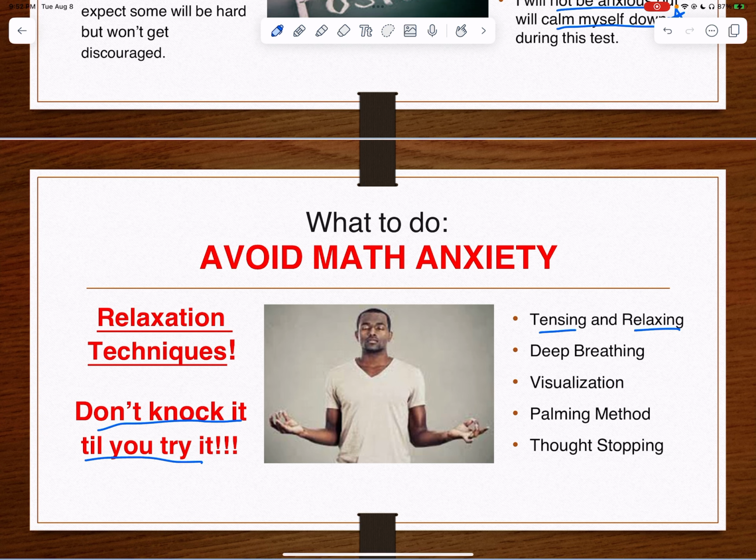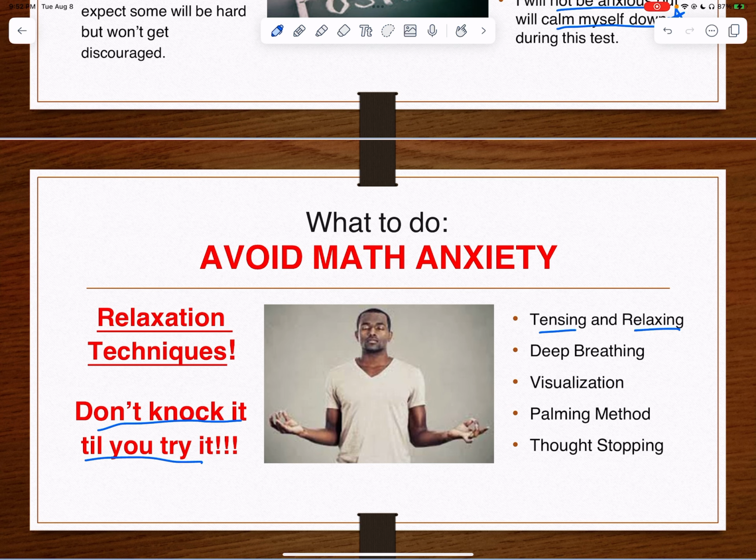You can do this without anybody noticing. You're sitting in your chair, and you just tense all your muscles. You make little fists and put them down by your side, tense your muscles up, tense your legs up, tense your stomach up, and hold it for a few seconds, and then you release it. And then you do it again. You do it maybe 5, 10 times, and you will see your muscles starting to relax.